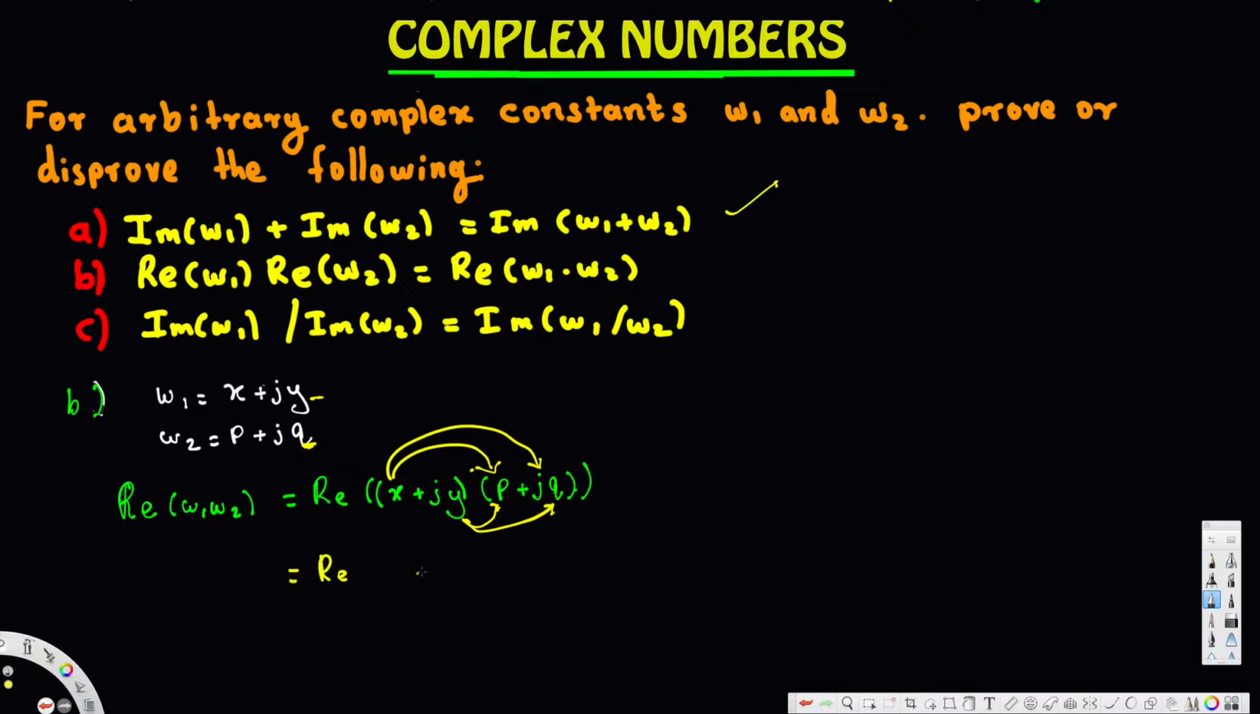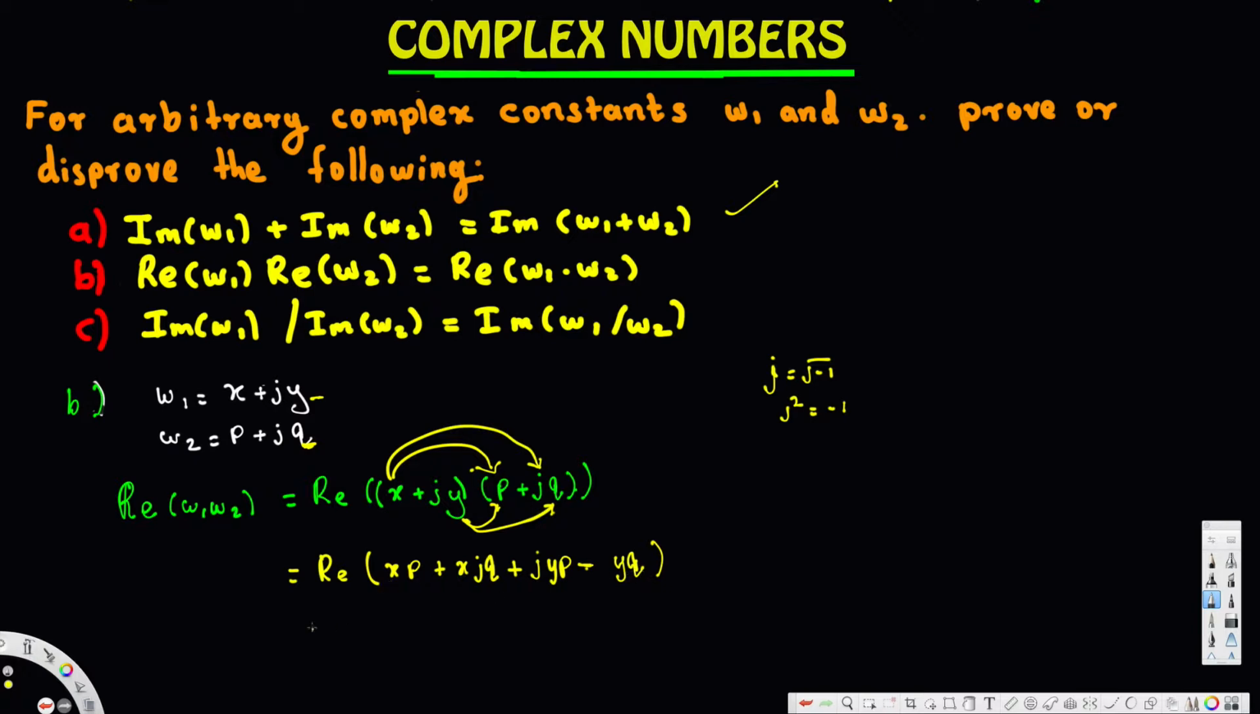Okay, now let's see what we get. Here we are going to have xp, plus xj rho, plus jyp, and this is going to become j square y rho. So j square is -1 because j is the square root of -1, so j square is going to be -1. So this is going to be negative y rho. Okay, so this is what we have right now.